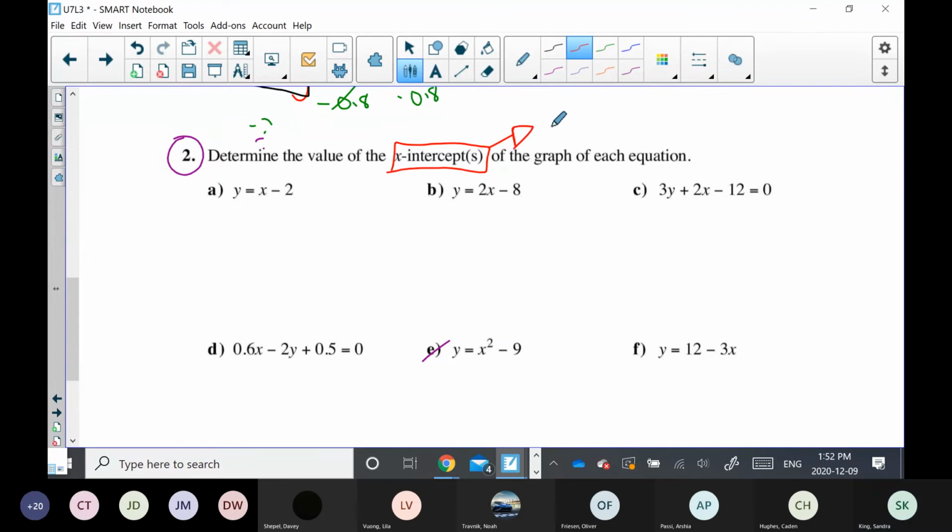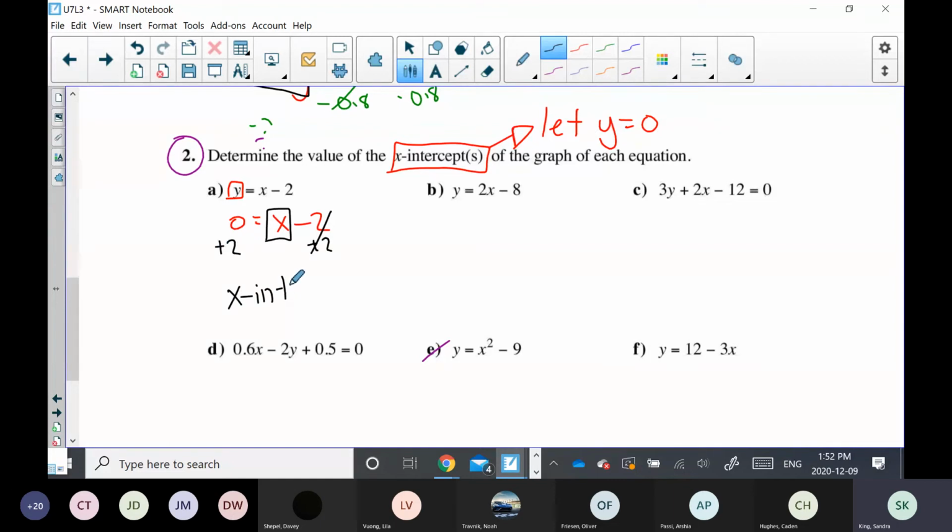X-intercept. So what you do here is you let the other letter, which is y, equal 0. So in this equation, y comes out, 0 goes in. We have to solve for this x. I got to isolate this guy. How do you get rid of a negative 2? You add 2 to both sides. And the x-intercept is equal to 2. That ordered pair would be 2, 0.